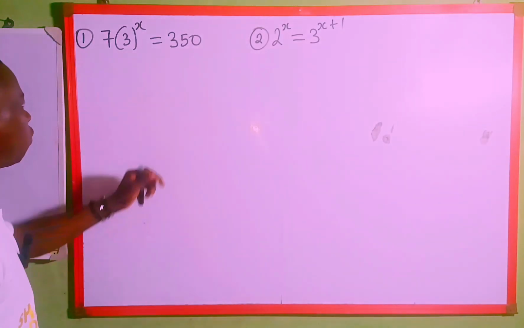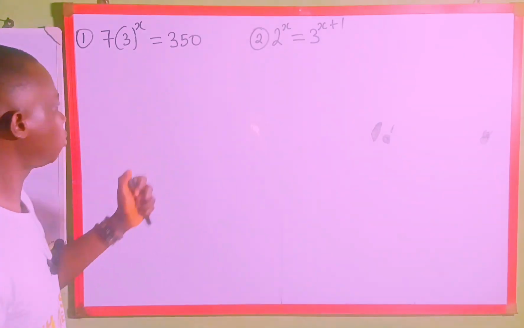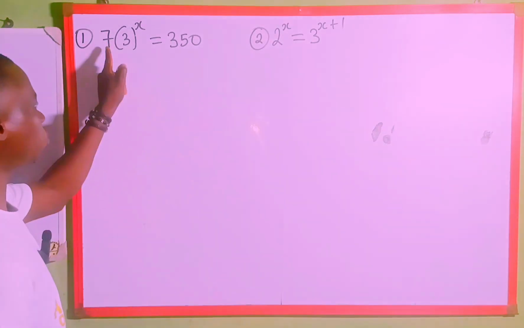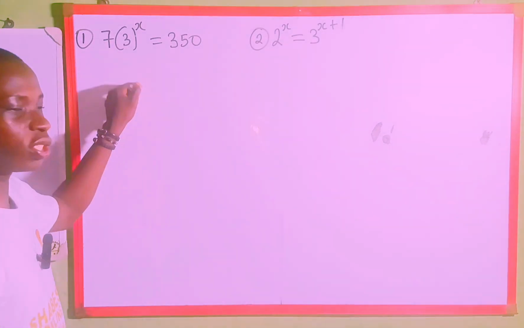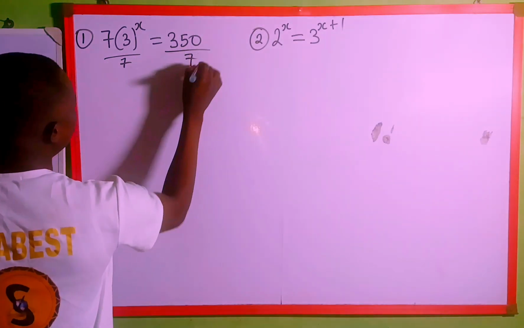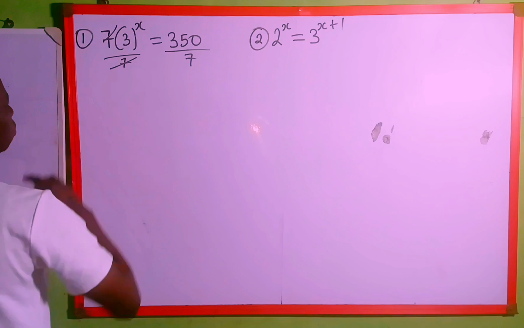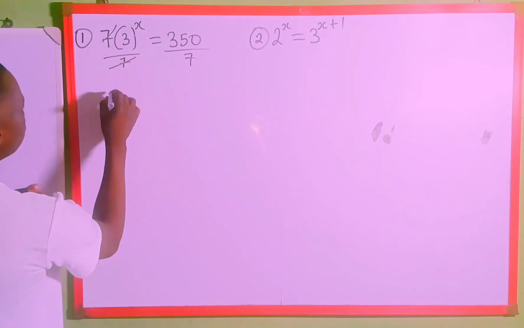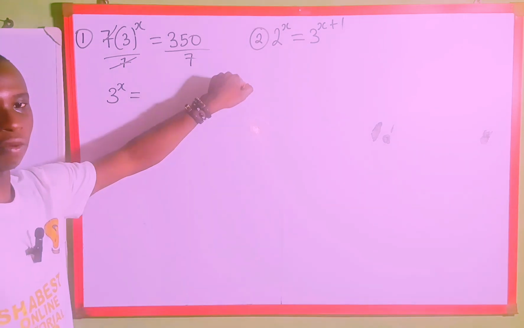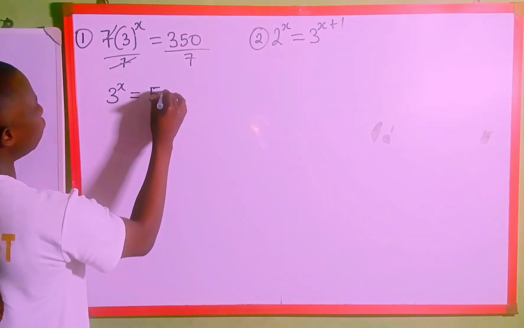So to solve for the value of x from here, the first thing we need to do, as you can see, this 7 is multiplied by 3 to the power of x. So we need to isolate this 7 by dividing both sides by 7. So we divide the left hand side by 7, then the right hand side by 7. So this 7 is going to delete this 7. We are left with what? 3 to the power of x, which is equal to 350 divided by 7, which is going to give us 50.